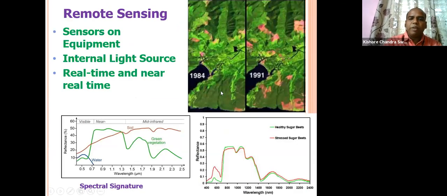And remote sensing is helping. If you understand, you can see this image in 1984. The green area is the true color image. So the green area is the vegetation or green things, and the reddish color is the building areas. You see in 1984 there is less building, and in 1991 you can see more building.